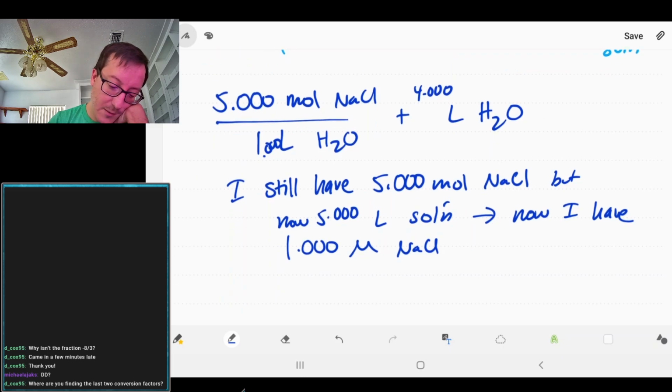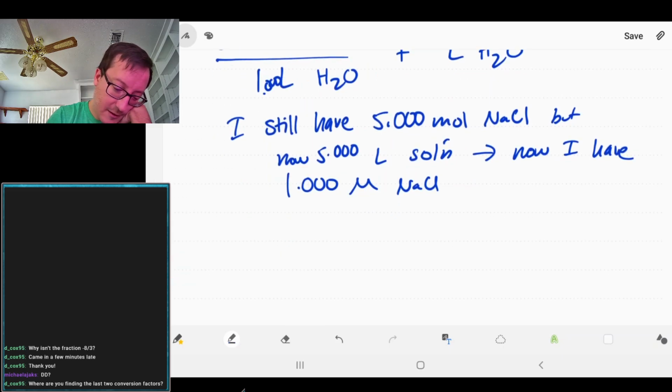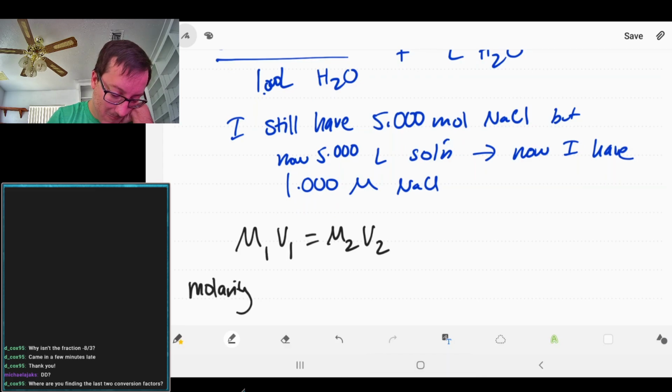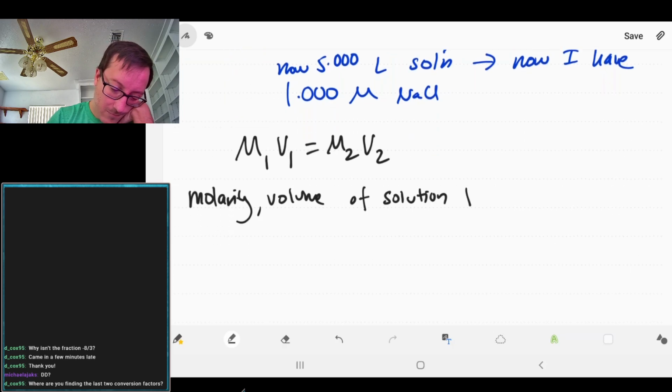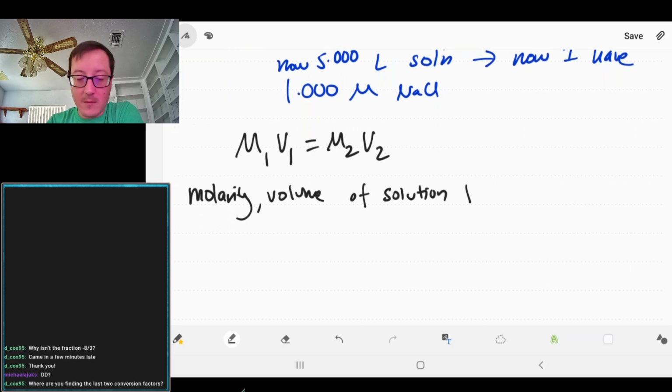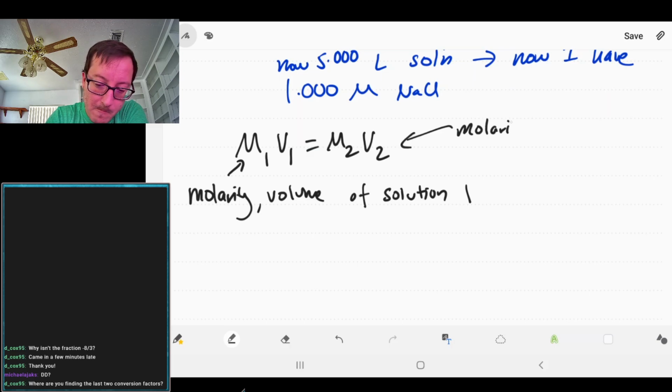And so we have a formula. I know all of y'all love formulas. So this is your molarity and volume of kind of your first solution, whatever it may be. That might be your stock solution or your desired solution. And then that's the molarity and volume of solution 2.